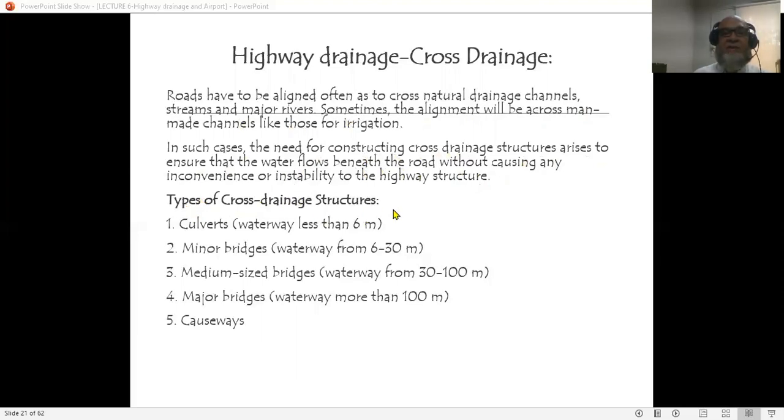There are five major types of cross drainage works: culverts, minor bridges, medium-sized bridges, major bridges, and causeways. Typically, it is the width of the water channel. So if the width of the water channel is less than 6 meters, the structure that is provided is known as a culvert. Then 6 to 30 meters, it is called a minor bridge, then medium-sized bridge, and major bridge. And the main difference is also the height of this structure from the water course.